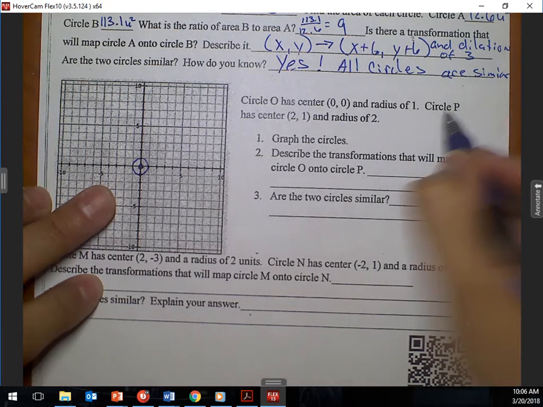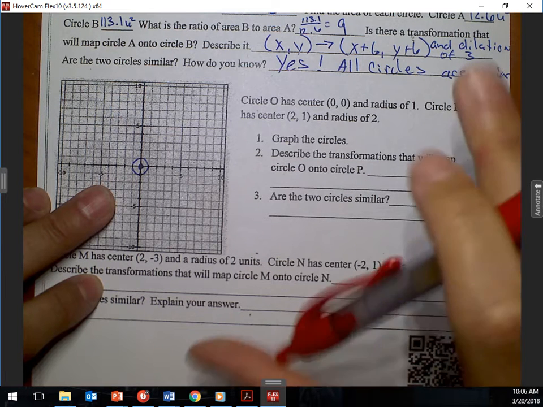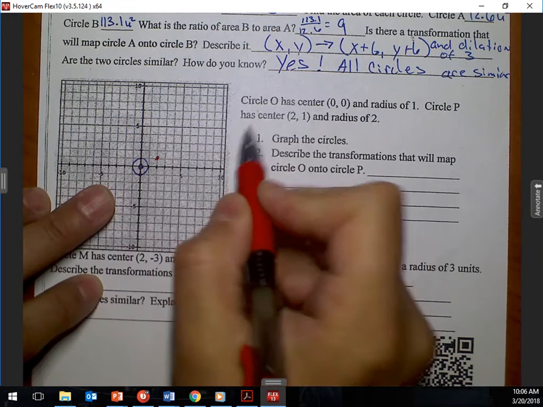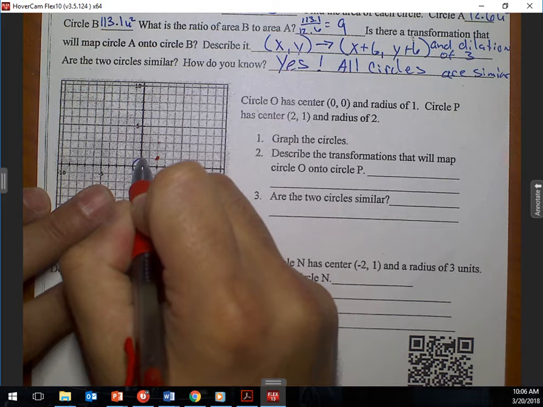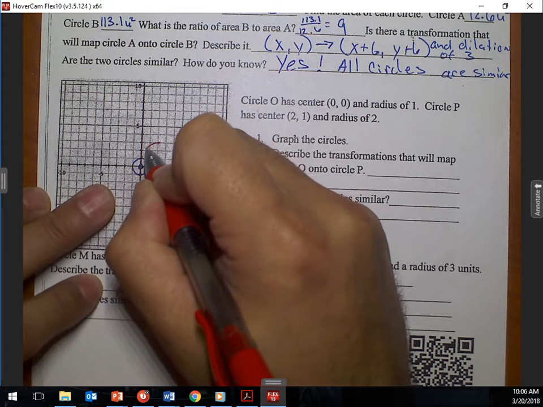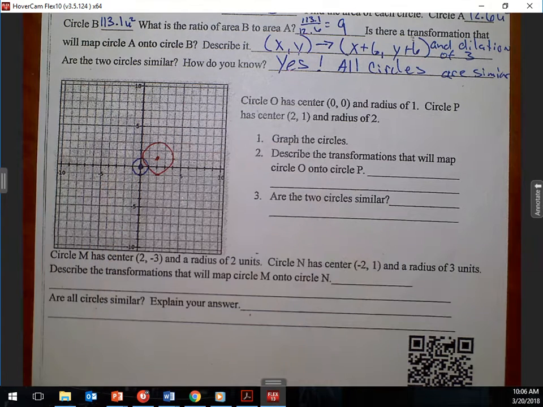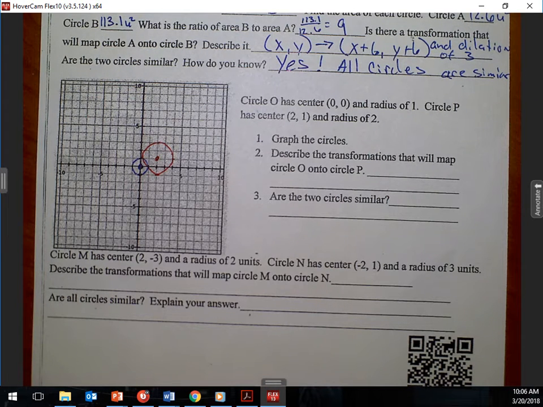So this is going to be circle O. Circle P has a center at 2, 1. So I need to find 2, 1. I'll do a different color on this one. 2, 1: over 2, up 1. And the radius is 2. So that's here, here, here, and here. I do my best. So I have my two circles. Describe the transformation that will map circle O onto P.